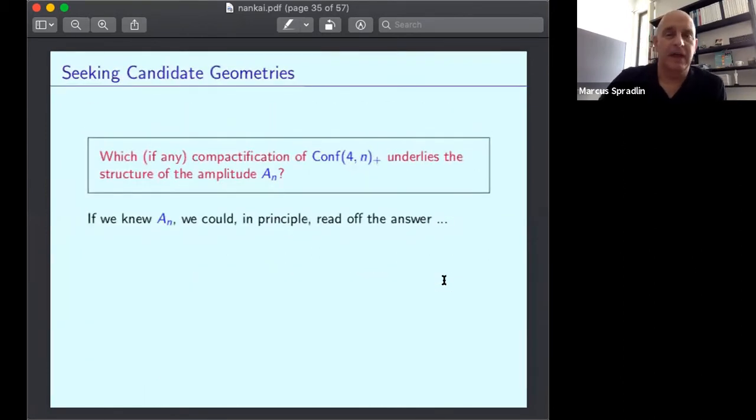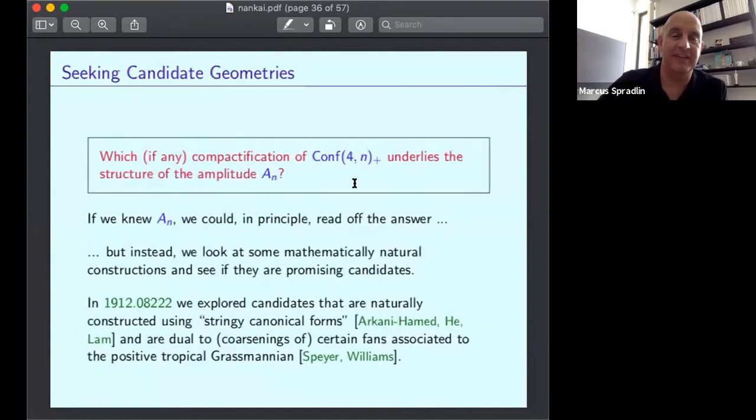So actually here, I think I restated the question from the previous slide. Which, if any, compactification of this configuration space actually underlies the structure of amplitudes? And instead of reading off the answer, because we don't have all the amplitudes at hand, they're difficult to compute, we'd rather guess some polytope and then see if we can use that guess to tell us something about amplitudes, maybe help push some new calculations out the door that are otherwise very hard to do.